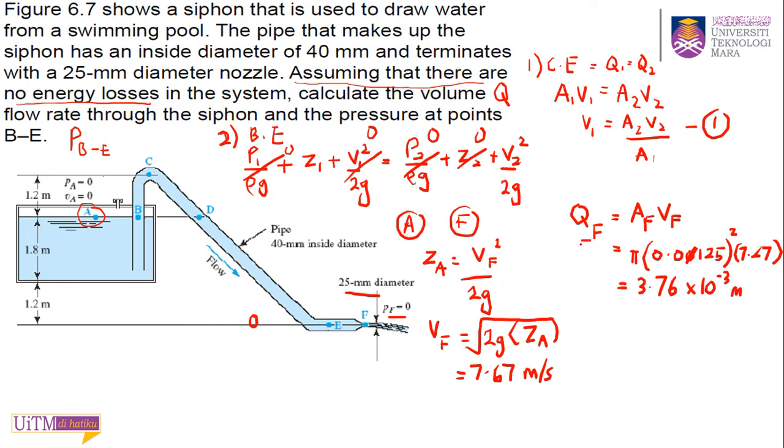The unit: remember, it's a volume flow rate. Meter per second is velocity. Volume flow rate is meter cube per second. Always check your unit. Don't rush. They ask you about volume flow rate, and it should be meter cube per second.